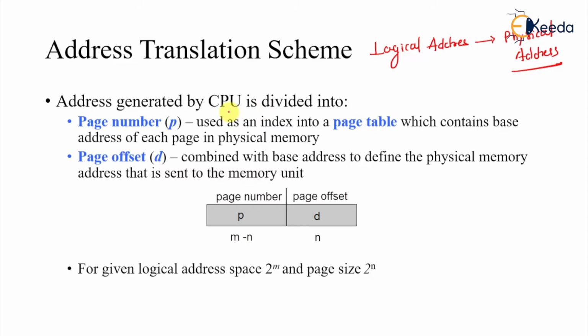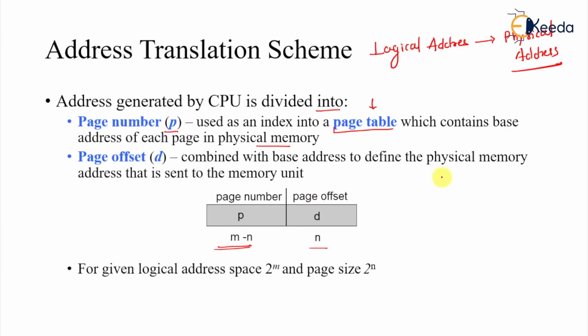So first, the logical address generated by the CPU is divided into two parts. One is called the page number, used as the index of the page table. I'll come back to this. What does it mean? The page table contains the base address of each page in the physical memory. The other part is the page offset, which is within the page.